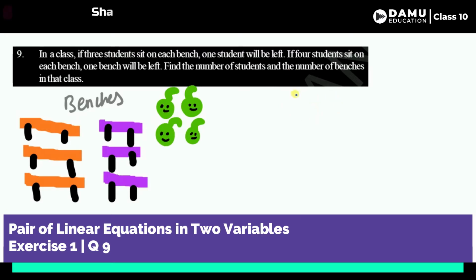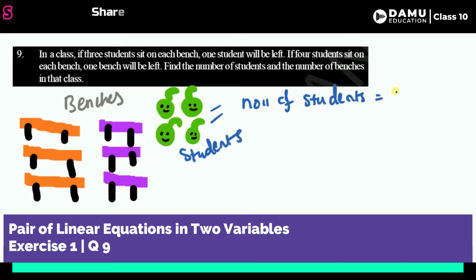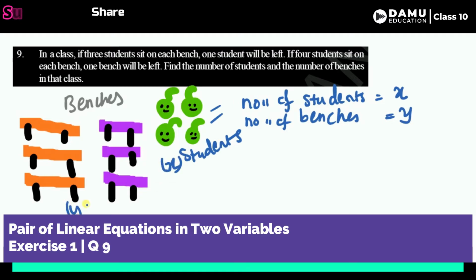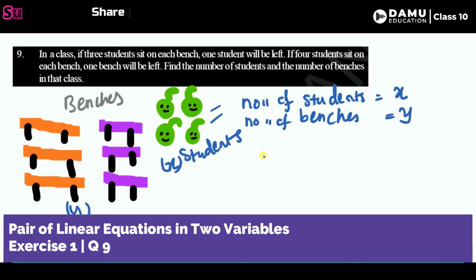So let's take the number of students. So these are the students. Number of students will be equal to x. We don't know how many members there are, so the number of students will be some x. Then we say the number of benches will be equal to some y. So these are the x students and these are the y benches. So what is the first condition?